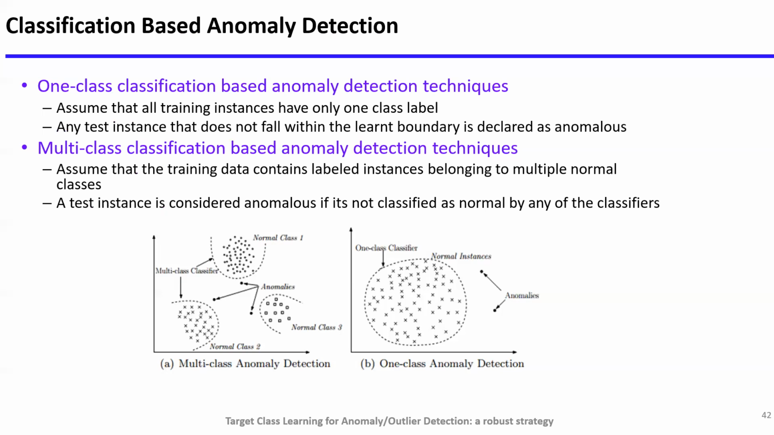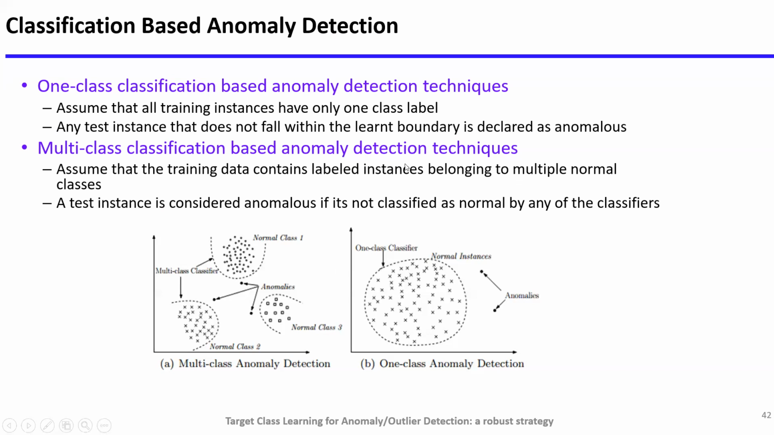Here we assume that one class classification is a type of classification technique where all the training instances have only one class label, and any test instance that does not fall within the learned boundary, which we can see here with the help of this diagram, is declared as a rare class or anomaly. So that is basically one class classification.